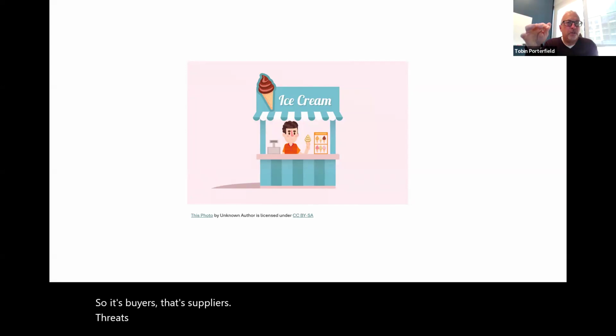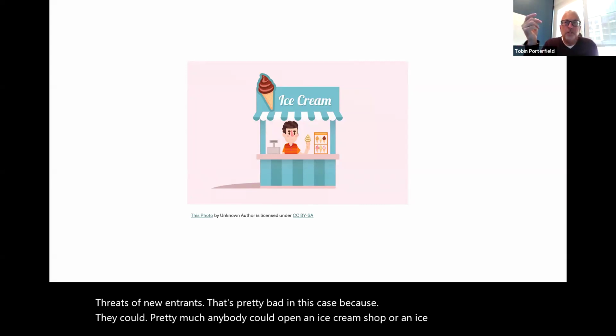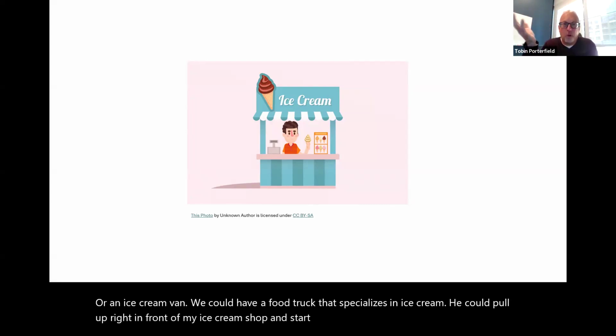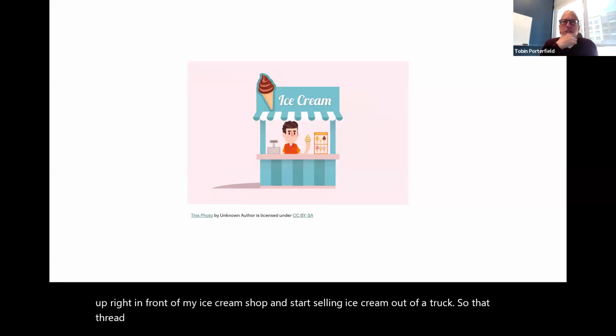Threats of new entrants. That's pretty bad in this case because pretty much anybody could open an ice cream shop or an ice cream cart or an ice cream van. We could have a food truck that specializes in ice cream. He could pull up right in front of my ice cream shop and start selling ice cream out of a truck. So that threat of new entrants can be pretty scary.